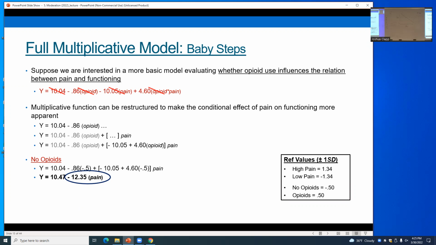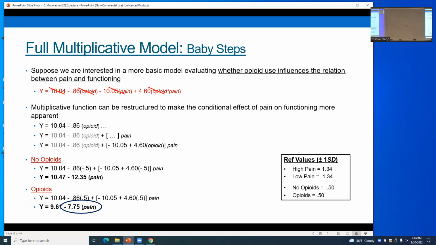Okay, so this is what we've got, and this is representing the unique effect of pain with role functioning for who? People not using opiates. Okay, but now let's see what happens if we plug in for people who are using opiates. That's 0.5, right? Now instead of negative 0.5, we drop in 0.5 for opiate use, and we run that math out. Now what do we get?